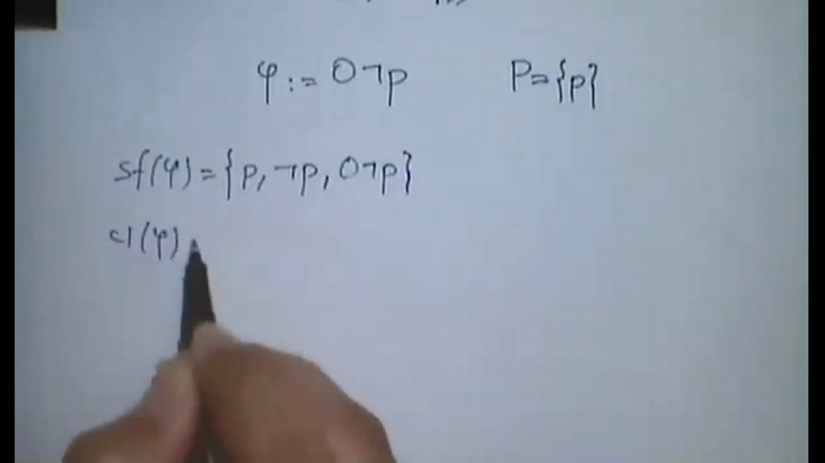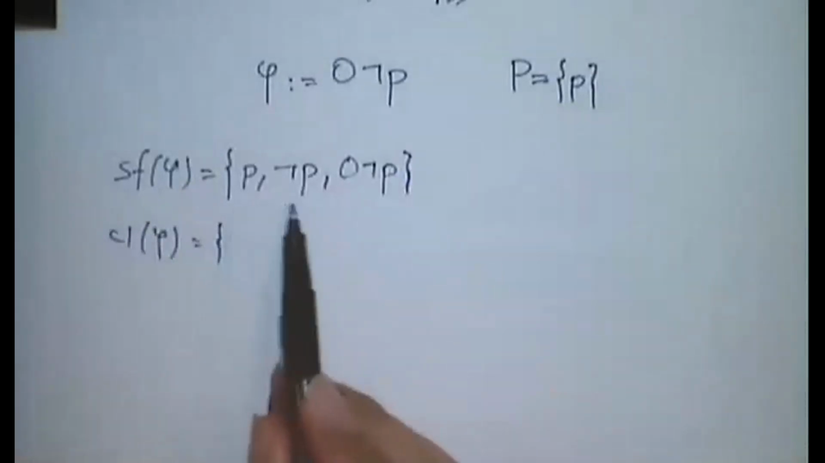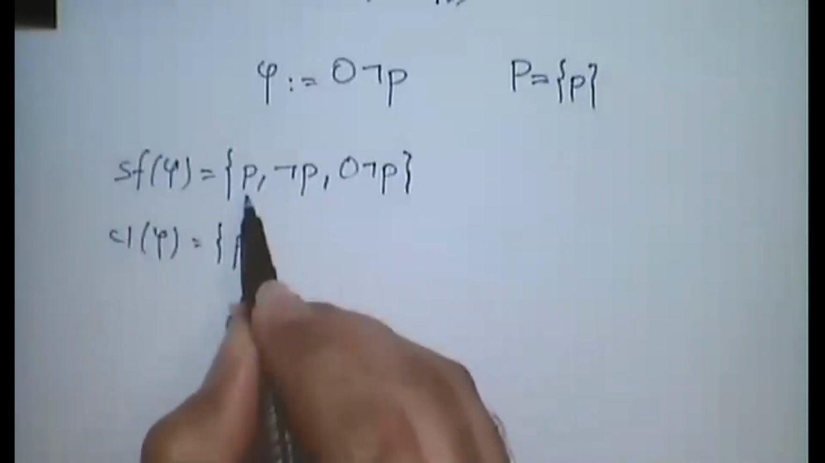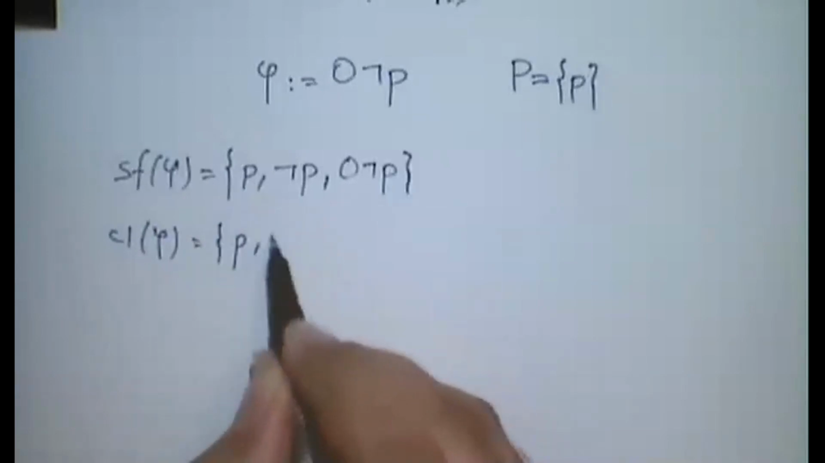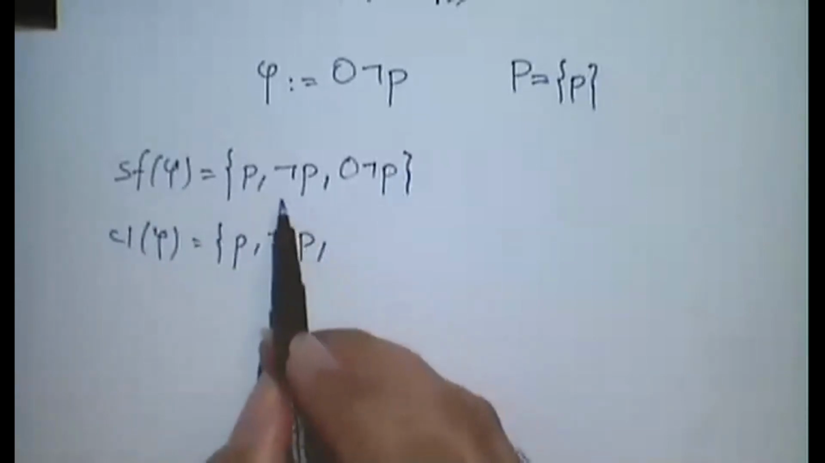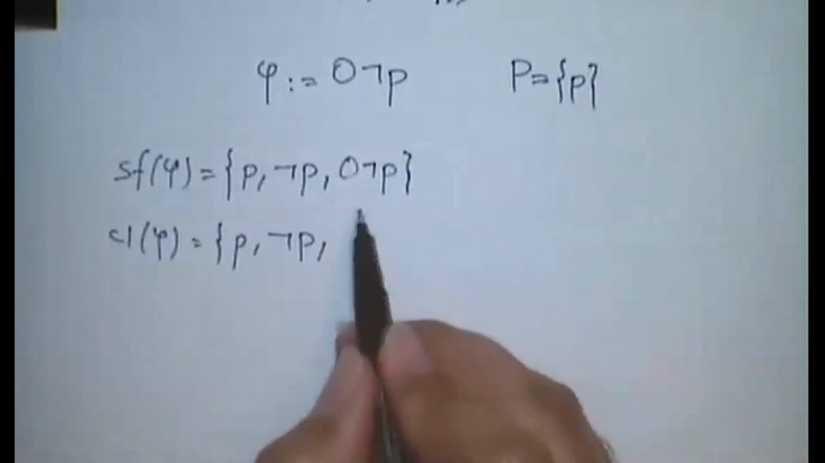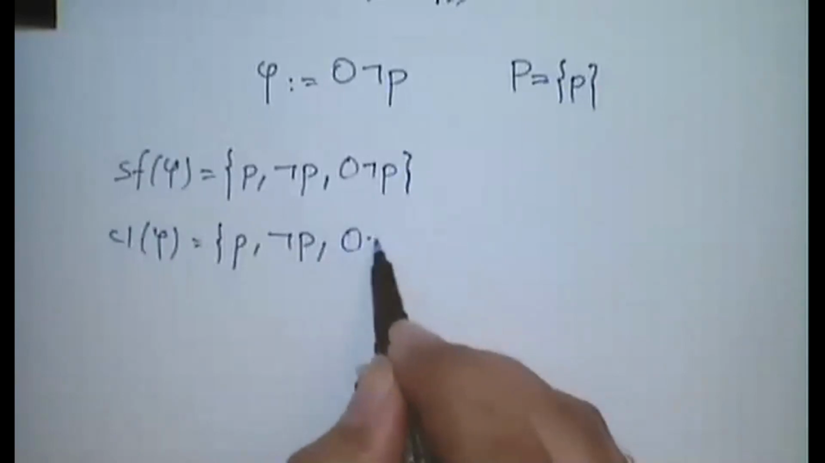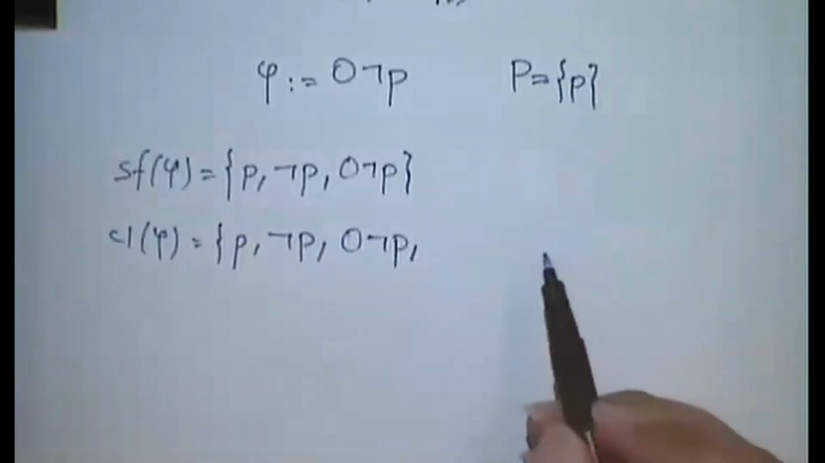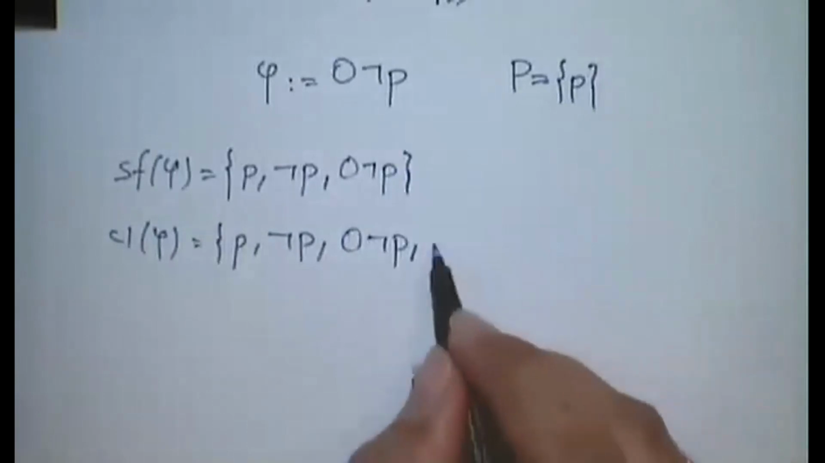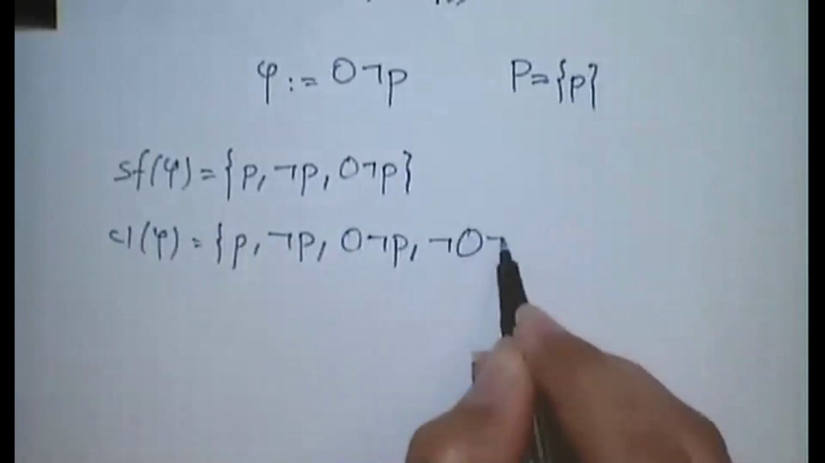Now, we said that the closure of phi is the set of all subformulas of phi, but also their negations. So I put p here, but I should also put its negation, not p, which I already have. And then the negation of not p is just p, which I already have, so I don't put that again. I have this subformula here, next not p. I put it here, and I should also put its negation, so not next not p. So this is the closure that I have.